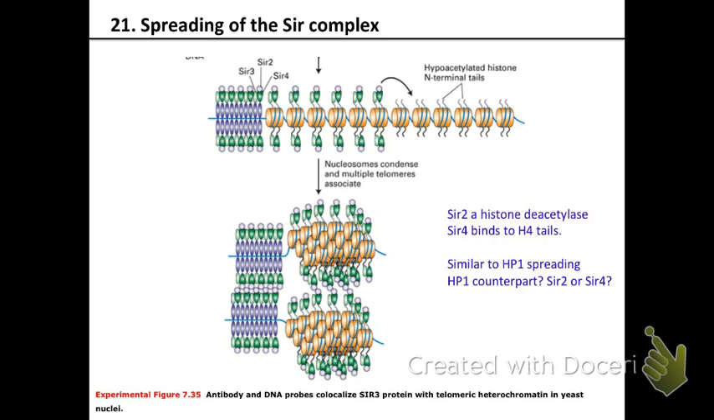Would it be SIR3 and SIR4 or SIR2 and SIR4? Oh, sorry, SIR3 and SIR4, that's right. Thanks for correcting. SIR2 is the deacetylase. So the answer to this question would be SIR4. Okay. All right, so that's the function of the telomeric heterochromatin.